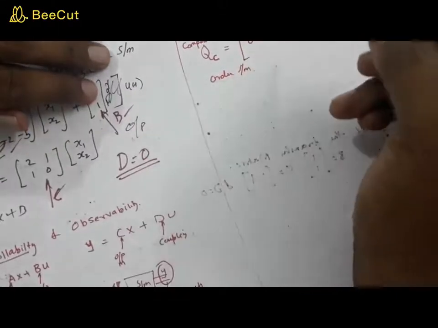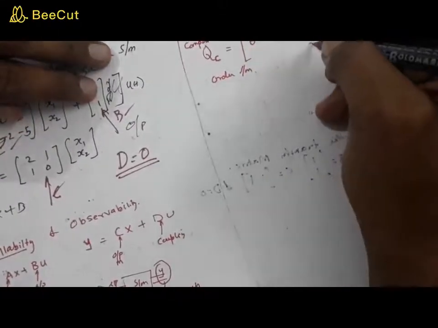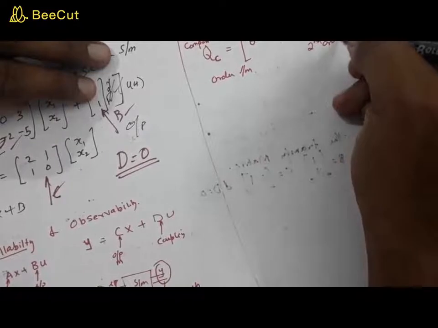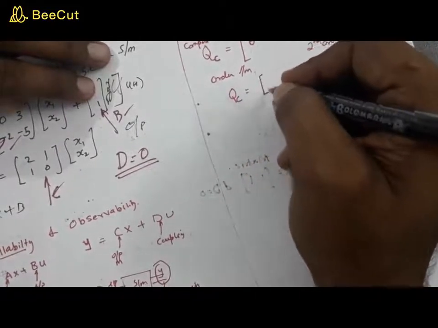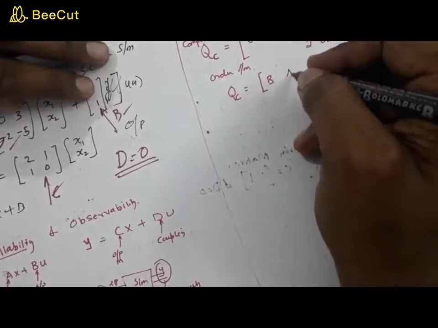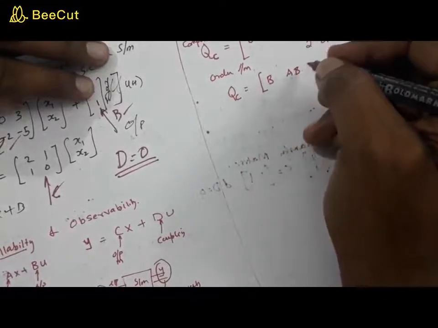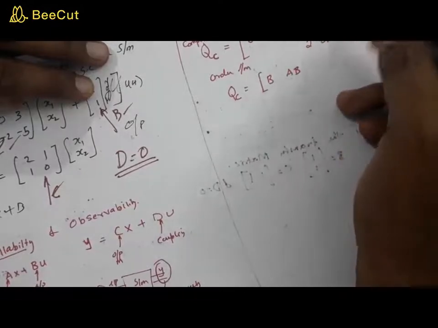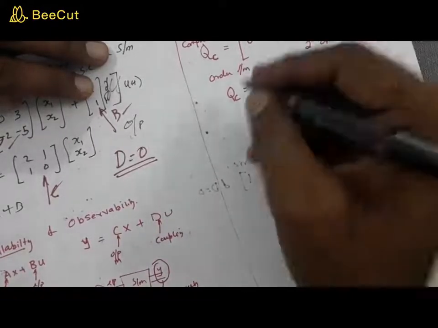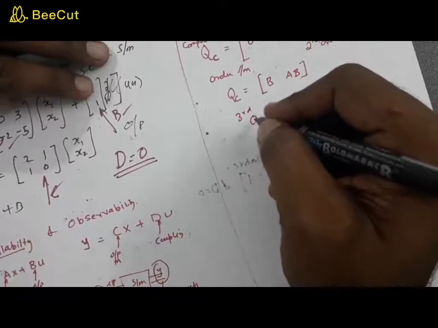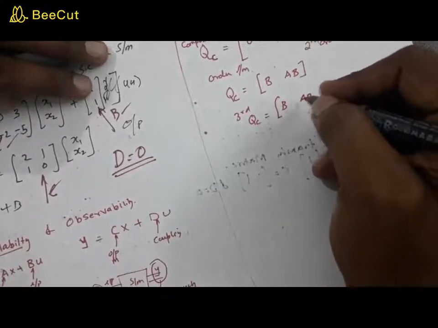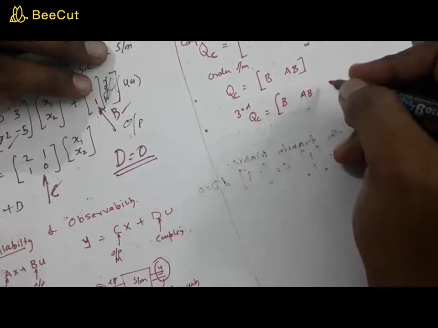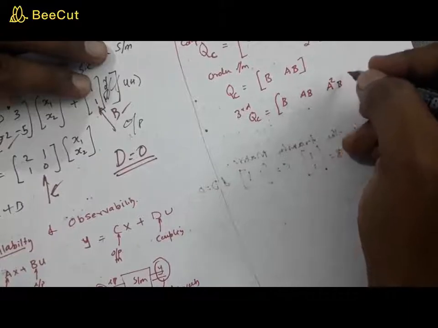Say for example, if it is a second order system, your QC will be having B and A into B, and you don't have A square because it is 2 minus 1, which is A1. So this is it. Now if it is a third order system, then your QC matrix will be B, then the next element will be A into B, and the third column will be A square B.